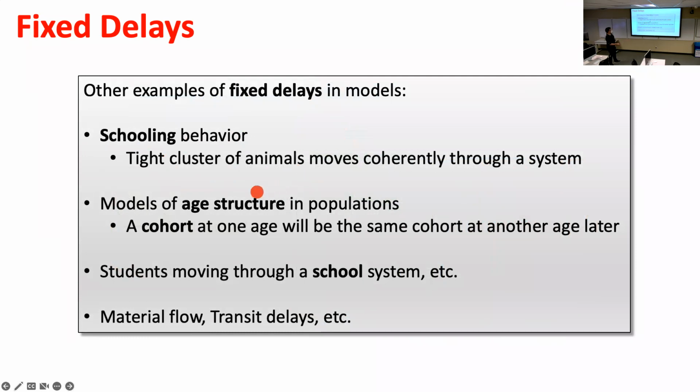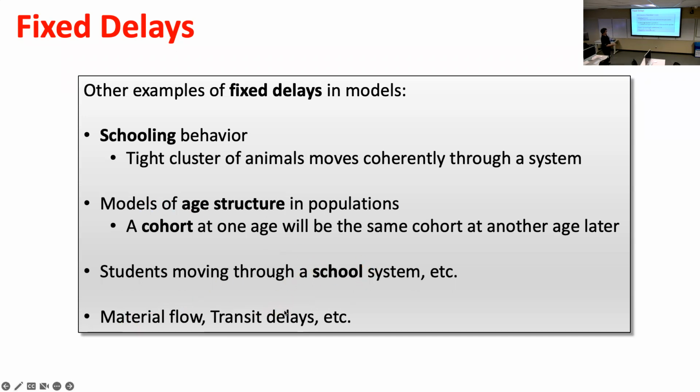Age structure in population, that's another one. So the students that go into first grade in elementary school typically are the same students that a year later are in second grade. There might be a little bit of leakage, but for the most part, if you've got 300 students in first grade, a year later you'll have 300 students in second grade. And so age structure in population will often have fixed delays. Whenever we talk about cohorts, the term cohort implies a fixed delay. Whoever you see at one point, you'll see that exact same group at another point sometime later. Similarly, school systems, that's the other one there.